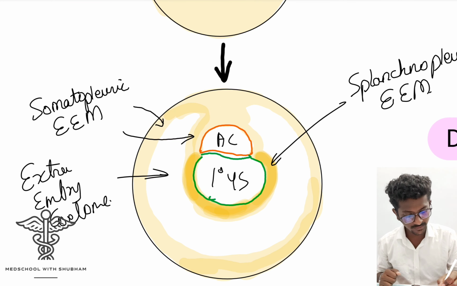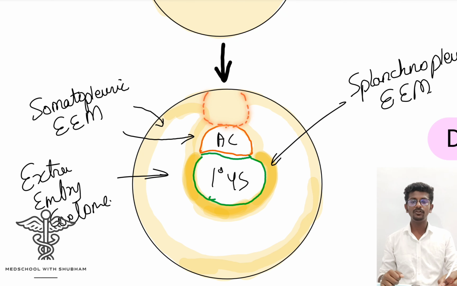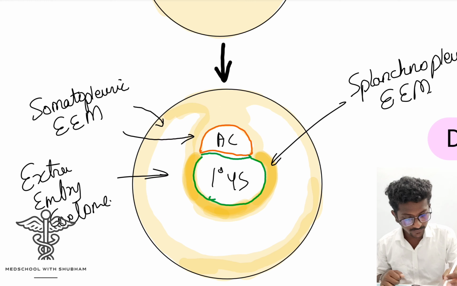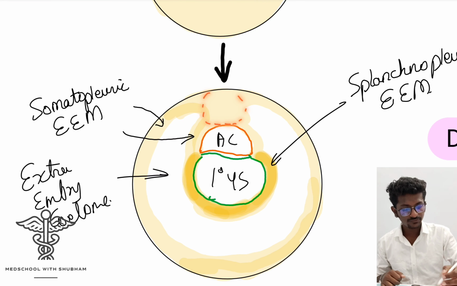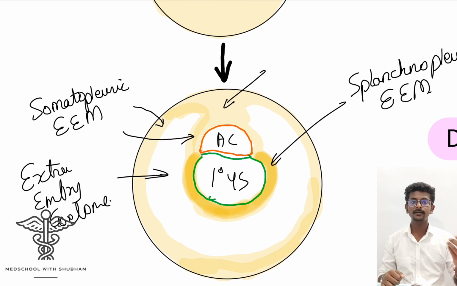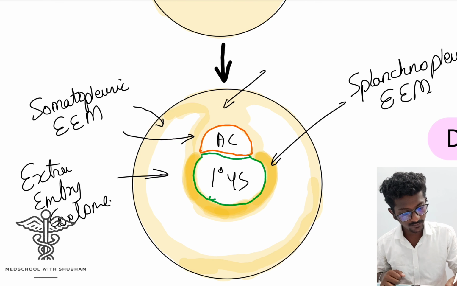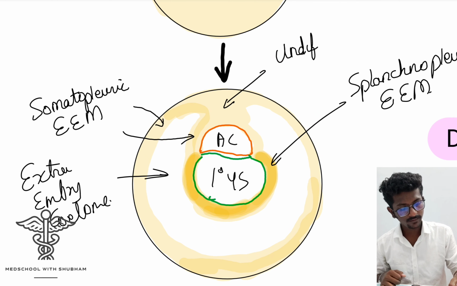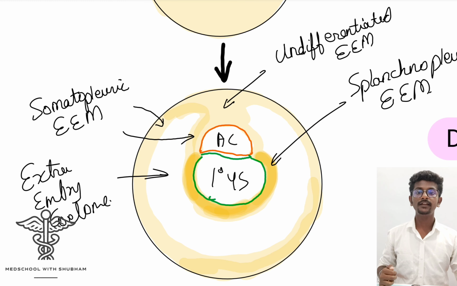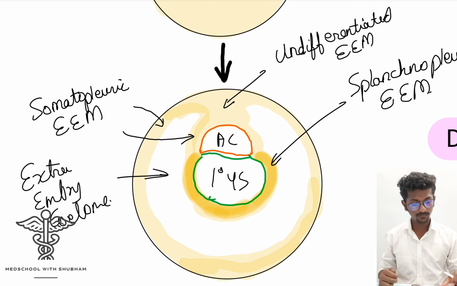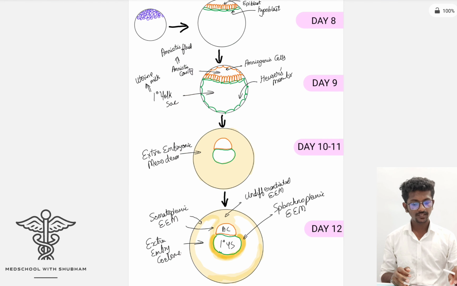Now you can also see there is a part where the extraembryonic coelome is absent. This one. In this part the extraembryonic coelome is absent. So this part of the extraembryonic mesoderm where the extraembryonic coelome is absent is called the undifferentiated extraembryonic mesoderm. Okay. So let's move forward.